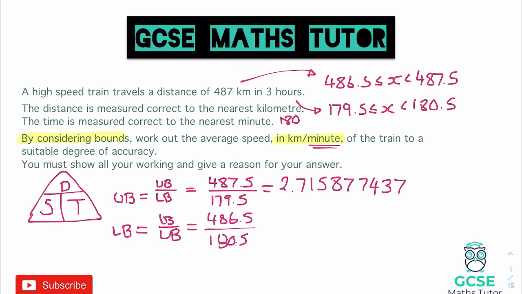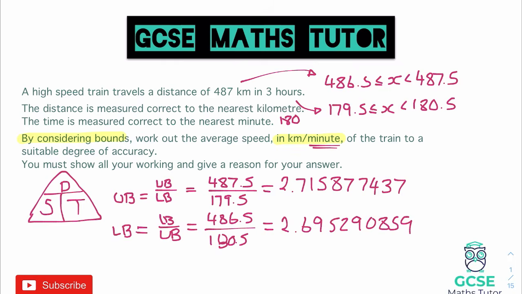486.5 divided by 180.5, and that gives us another long decimal. We get 2.695290,859. So we've got both of our answers. We have the upper bound and we have the lower bound. So for this one here, we want to think about how these can both round the same way.